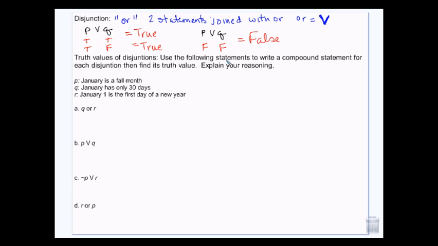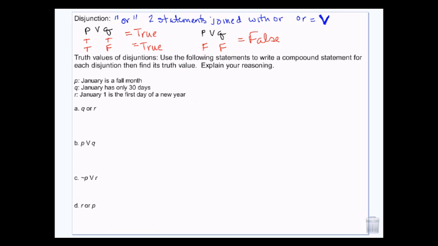So they're kind of like opposites. With and, they both have to be true in order to be true. With or, they both have to be false in order to be false. Yeah, can't be both. But if it's neither, it's still false.